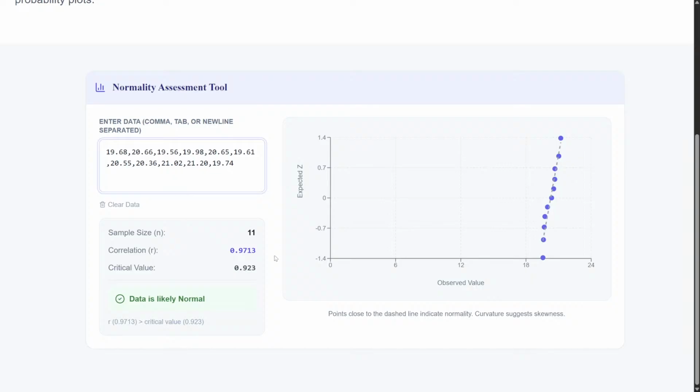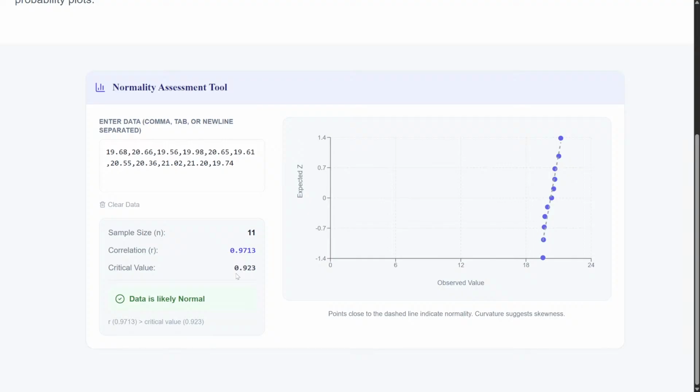In this case, what it does is it compares your correlation to your critical value. The data points are there, and the data is likely normal because my correlation is higher than my critical value that I'm looking at. This is the chapter 4 stuff we didn't do. Okay, this is all in chapter 4 that we didn't cover.